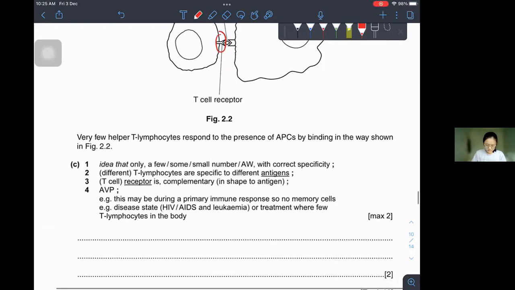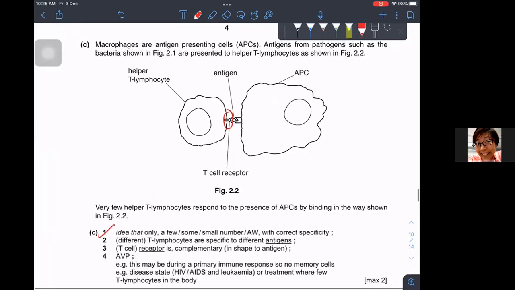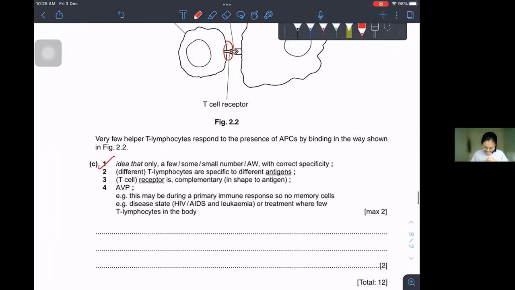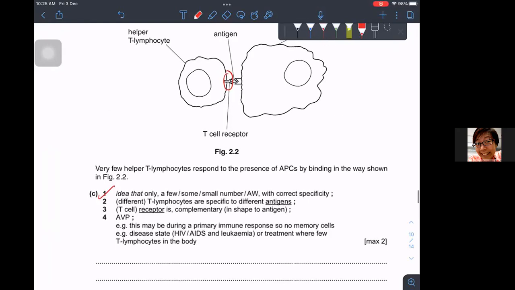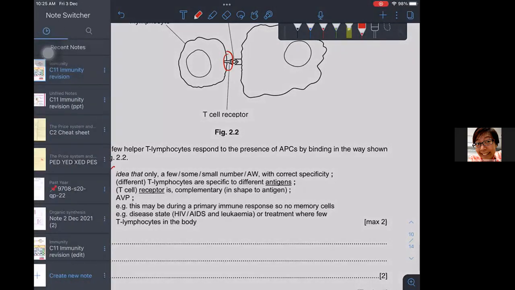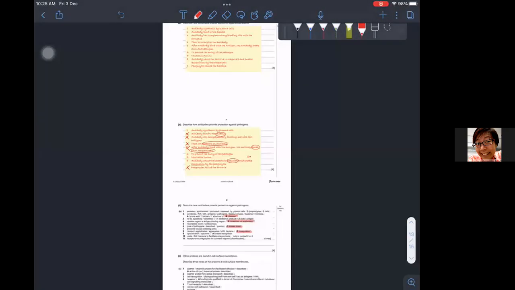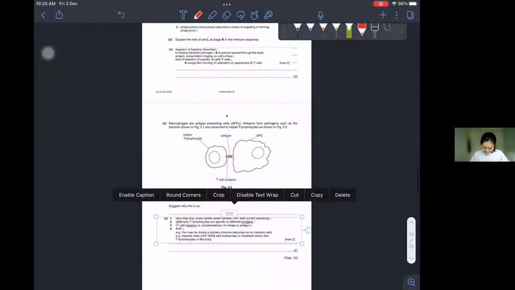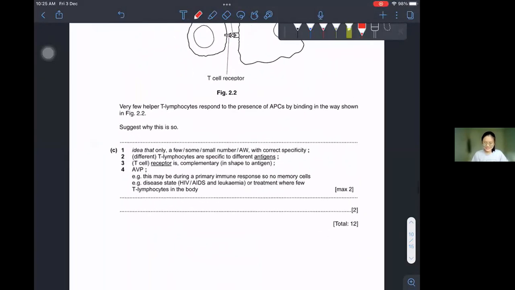So you can say that only a few numbers of... Hang on. What is the question? Very few T lymphocytes respond to the presence of APC by binding. Oh, sorry. Can you move the mark scheme down so we can read the question for C? Oh, suggest why this is so. Okay, thanks.